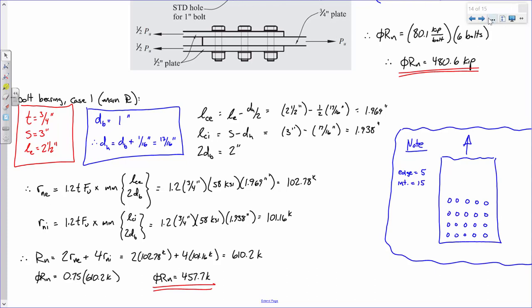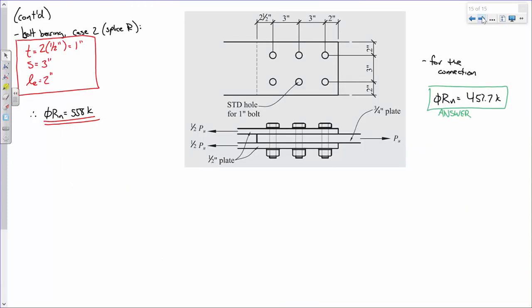Remember, there's always the case for the plates transferring the load in the other direction. All it is, is those different values are different. Maybe a different thickness, maybe a different edge distance. Spacing is probably the same, I can't really see a connection where that would be different just because of the way that works. But thickness and edge distance very well could be different.